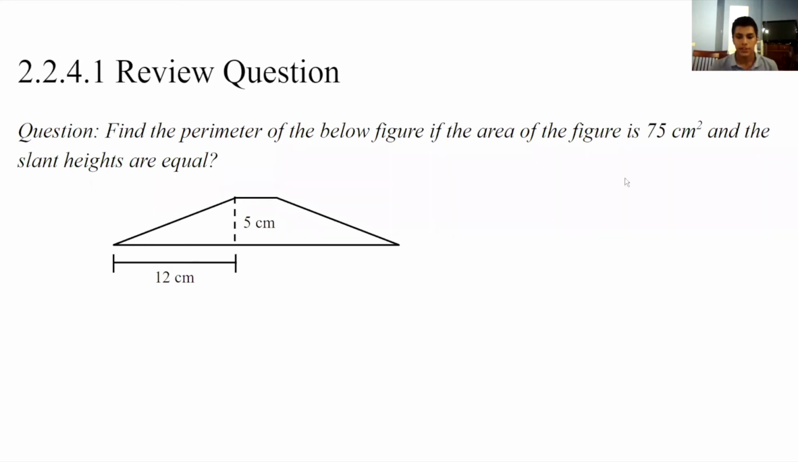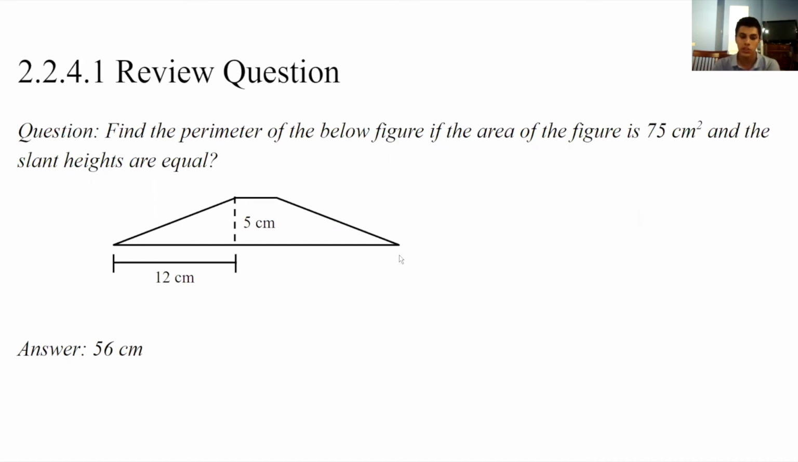So the correct answer to this question was 56 centimeters. The question reads, find the perimeter of the below figure if the area of the figure is 75 centimeters and the slant heights are equal. So first you need to figure out what figure this is. This is a trapezoid because right here and here, our two bases are parallel sides.